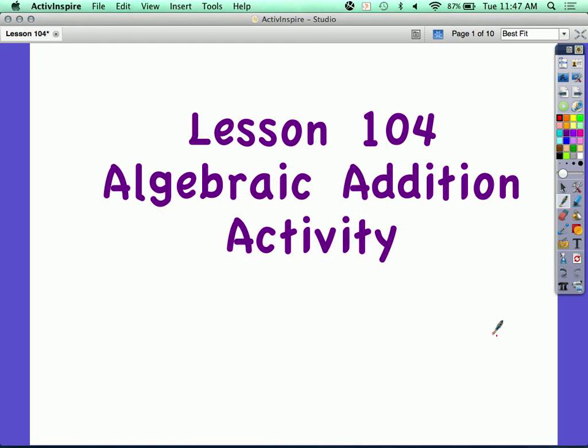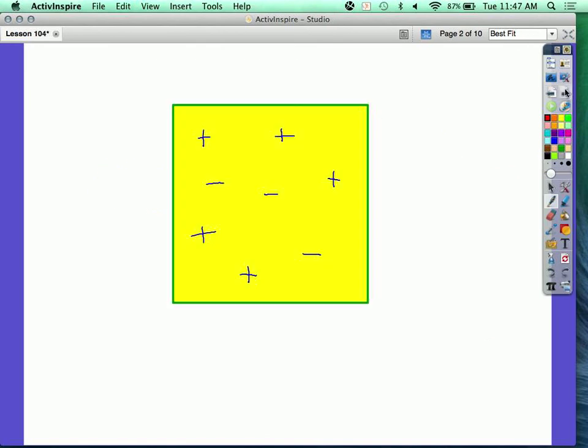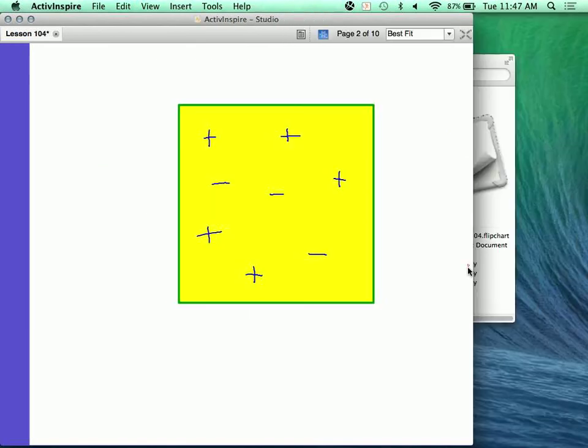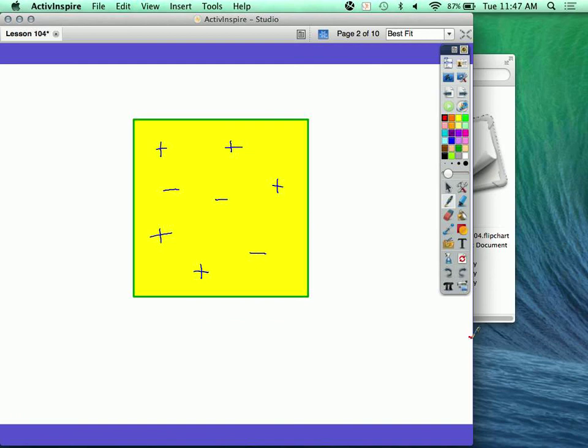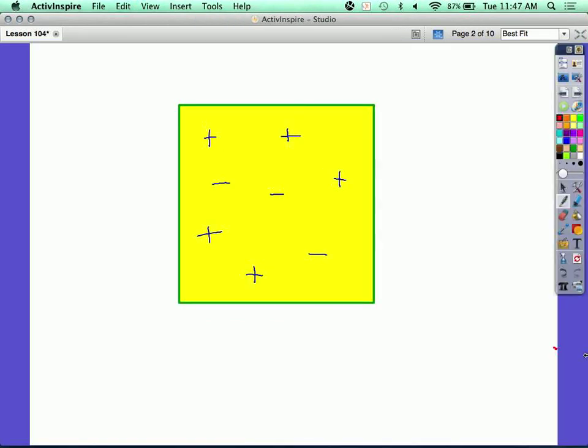For lesson 104, we're going to talk about algebraic addition and the activity that goes with it. So, in this box, I have some positives, some negatives, some plus signs, some minus signs. Okay, we're going to talk about them as positive and negative signs.